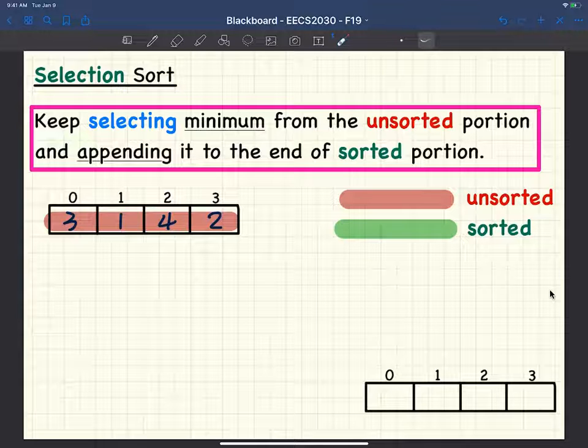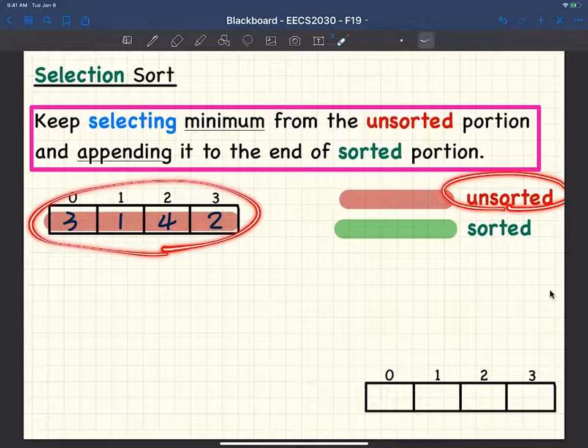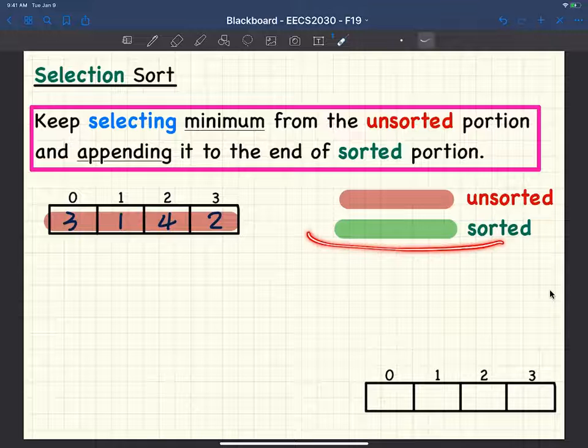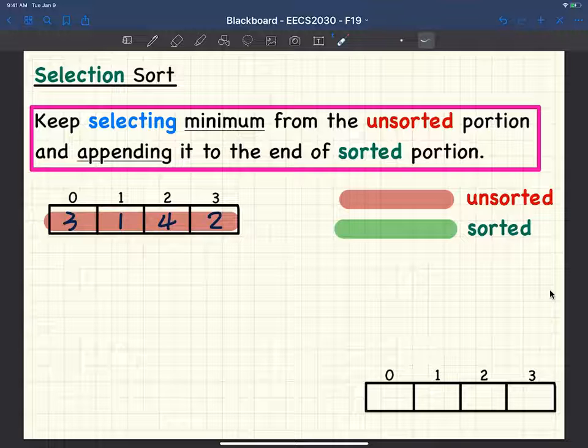Thinking this way, we're going to divide, conceptually, the array you're trying to sort into 2 areas. One is called the unsorted area. Initially, everything is unsorted. You can think about the unsorted area occupying the whole array. And then, eventually, we want everything to be green. So, in the middle of your selection sort, you're going to see half red and half green, basically, right? That means you're making progress. And what's the strategy over here?